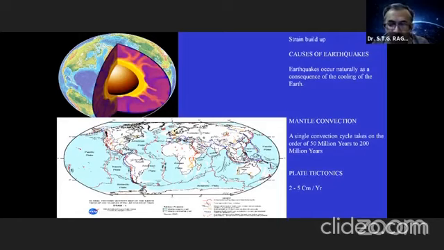And now our plate dimensions are so huge, like the Indian plate is 5,000, 6,000 kilometers. And I already showed you in my starting slide, the Indian plate velocity is something like 5 centimeters per year. So most of the plates all over the world have a velocity of 5 centimeters per year, which is caused due to this mantle convection. Its time scale is 50 million years to 200 million years.